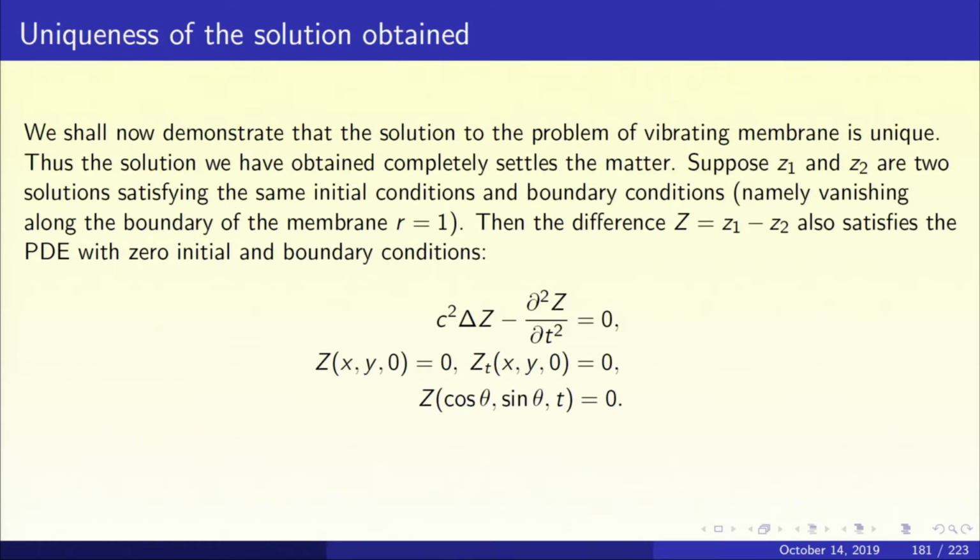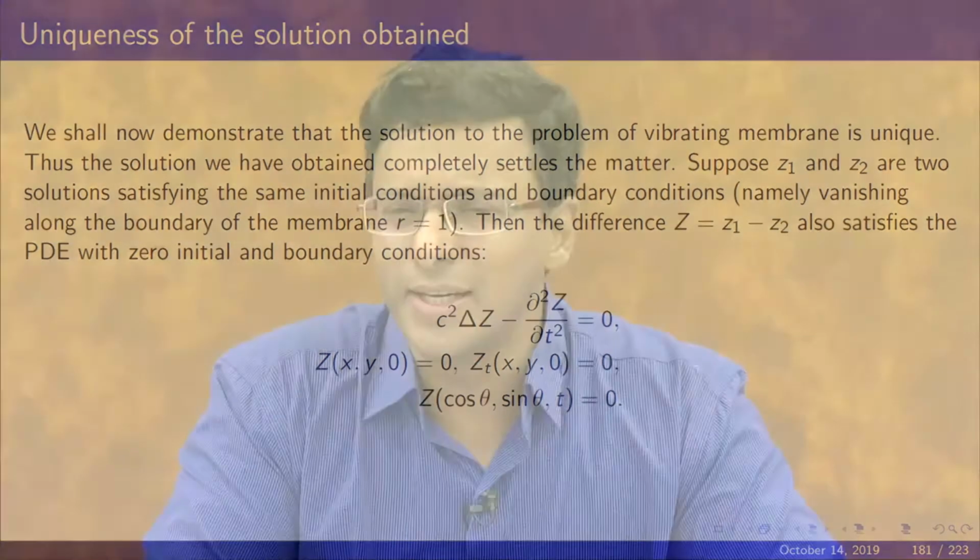So, capital Z also satisfies the wave equation with 0 initial data, namely c squared Laplacian capital Z minus del 2 capital Z by del t squared equal to 0. Capital Z at time t equal to 0 is 0 and capital Z_t at time t equal to 0 is 0, and the value of capital Z along the rim of the membrane or along the edge of the membrane is 0. So, how do you know that this capital Z is 0?